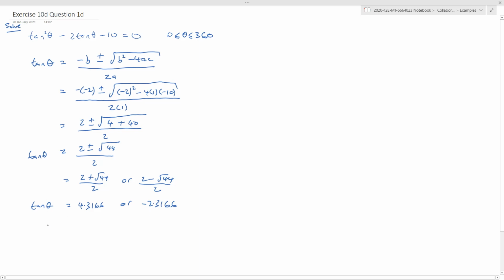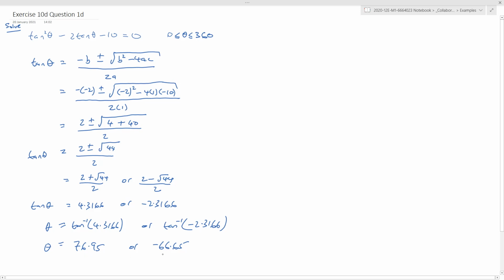Now I've got to find theta. Theta is equal to the inverse tan of 4.3166 or the inverse tan of minus 2.3166. Plug those in my calculator and I get two solutions: theta equals 76.95 or minus 66.65. So I've got those two solutions. This is the only one that lies in the range from 0 to 360. However, there might be other values.